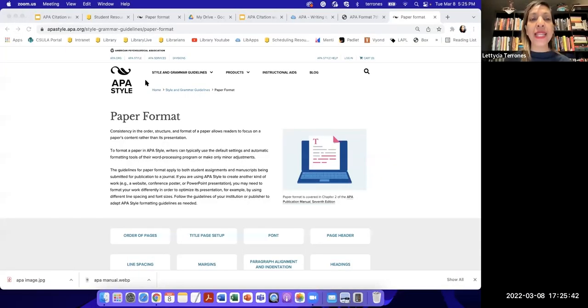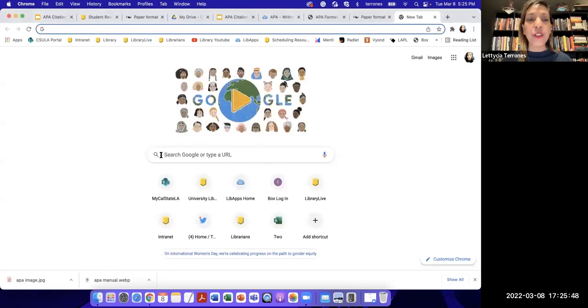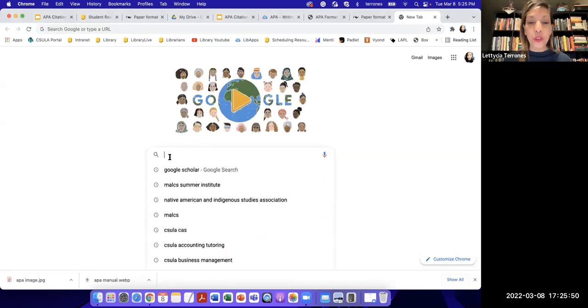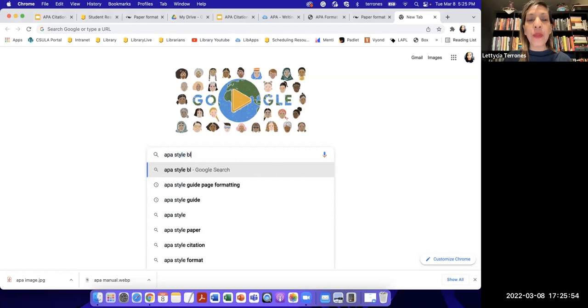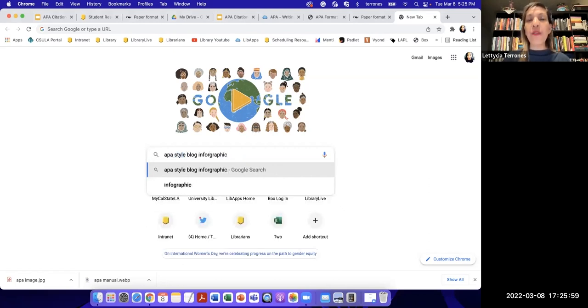If you would allow me really quickly, I'm just going to model how I would handle that search, because I actually had a student ask me that question. The best thing that I like to do is go to this thing called APA style blog infographic. An infographic is sort of like a chart. I'm sure you've seen them. It's a visual chart that has information.